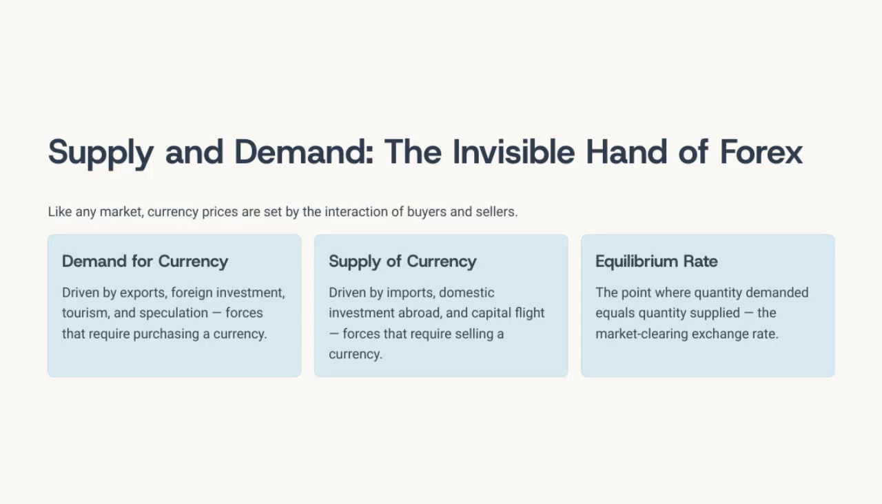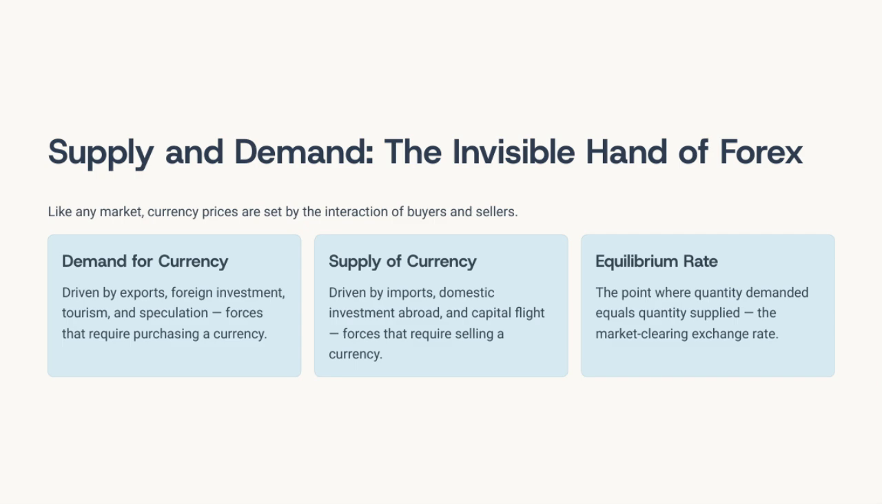Let's talk about the key point, where the quantity of currency people want to buy matches the amount they want to sell. This is what we call the market clearing exchange rate, or equilibrium rate. It's like the perfect balance point in the currency market. This rate is driven by several forces. On one side, we have imports, domestic investment abroad, and capital flight. These are forces that make people sell their currency.